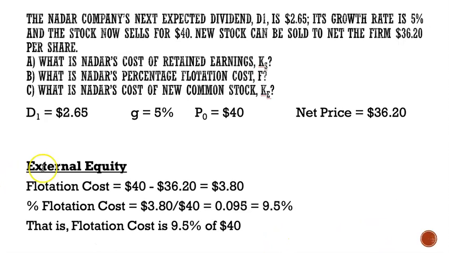For the second part, what is Nadar's percentage flotation cost? So if the original price is $40 and the net price if we sell new stock is $36.20, then the difference would be the flotation cost. So 40 minus 36.20 is $3.80. So as a percentage now, what percentage is that of the price, which is $40? So 3.80 divided by 40 is 0.095, or 9.5%. So flotation cost is 9.5% of the stock price.